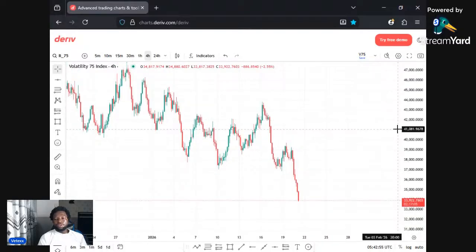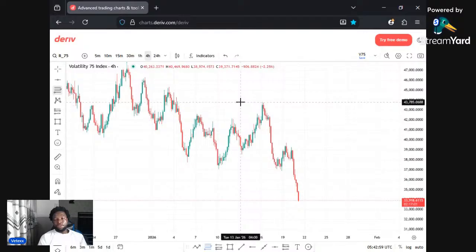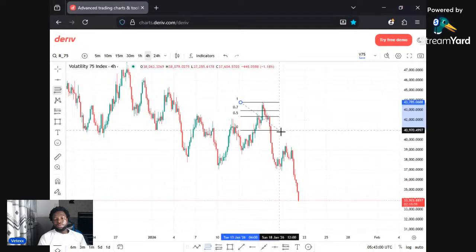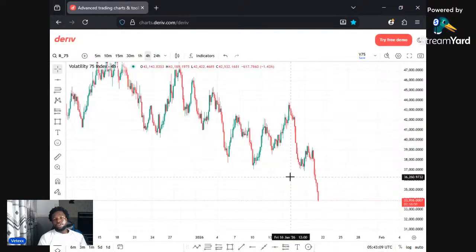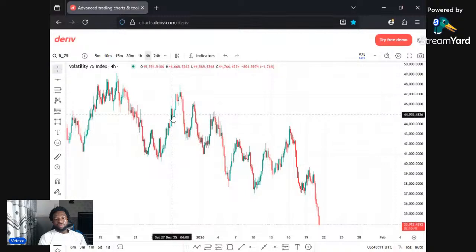So on the 4-hour time frame, let's check for this retracement if it is up to 50%. So using our Fibonacci retracement tool, we check. No, it is not up to 50%. Okay, it is not up to 50%. So let's look out for the most clear continuation that we are going to be anticipating.